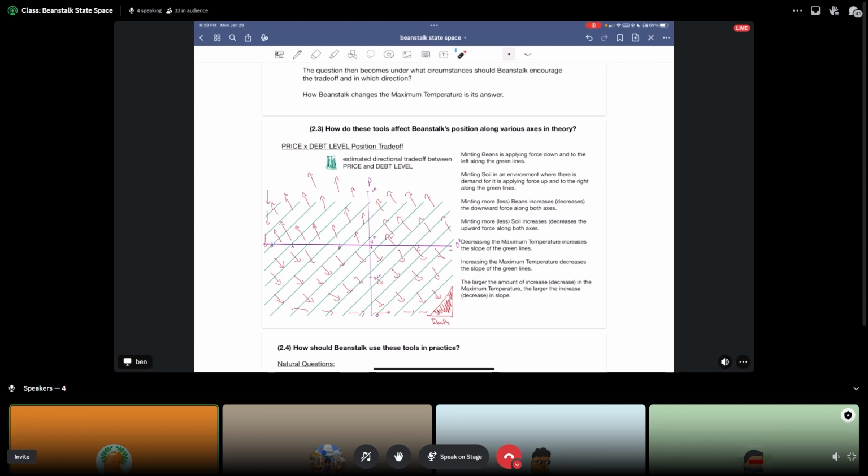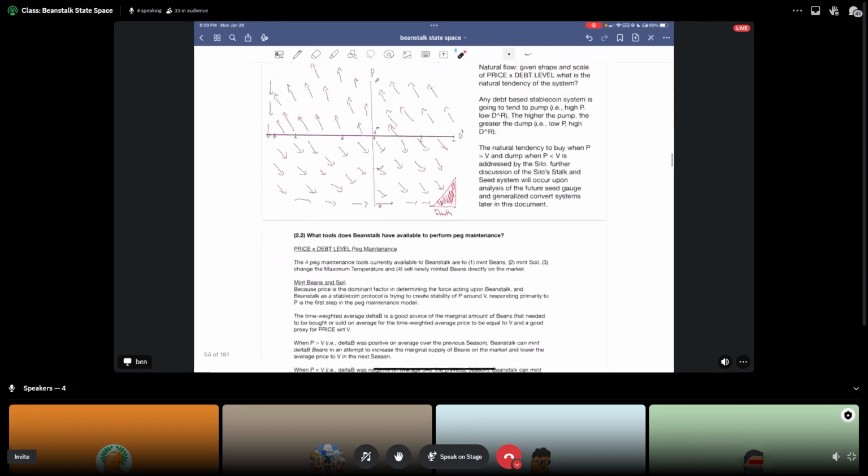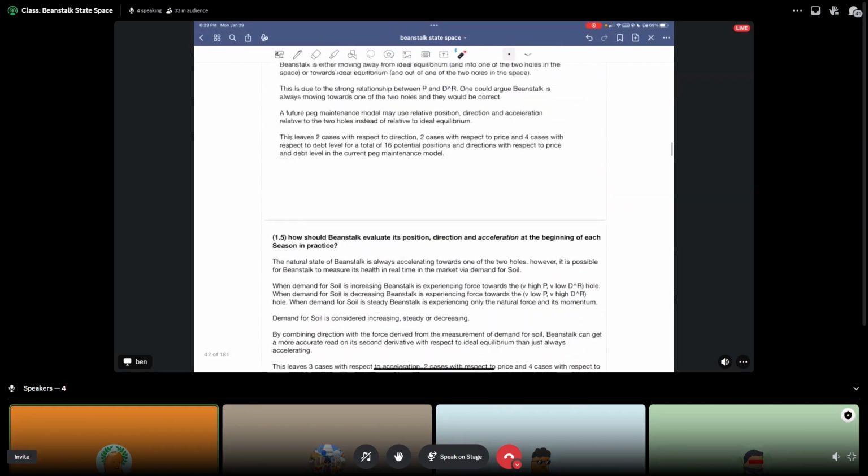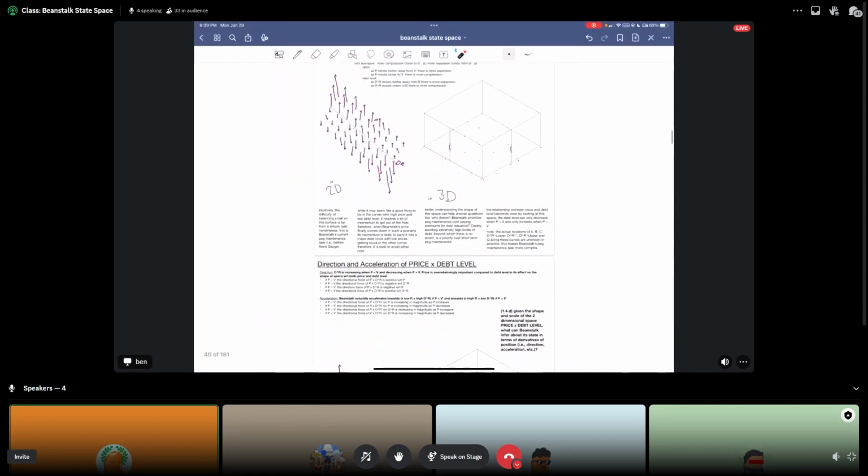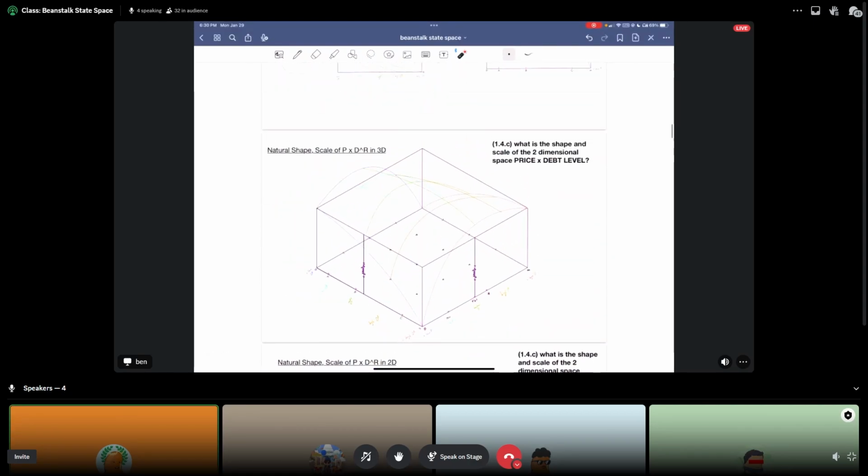All right, I see a couple of new questions have come in. Given that even very high interest rates make the debt unattractive for long-term Beanstalk, does this not create another hole? That is the hole. See, we're covering a lot of ground. This is the high debt level hole, right here. High debt level leads to higher debt level. Low price leads to higher debt level. Lower price. This is the hole.